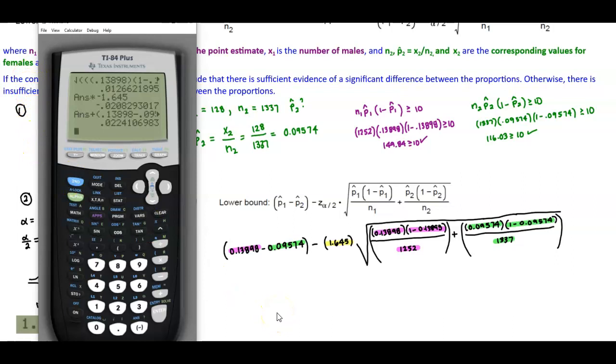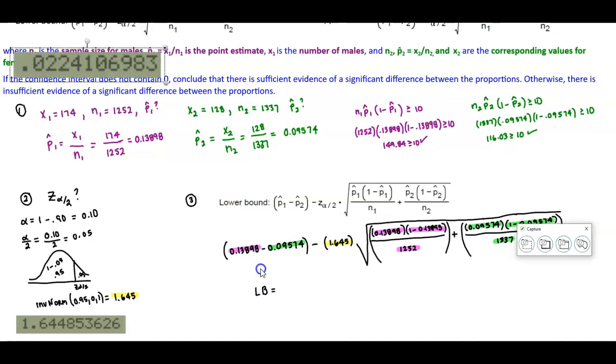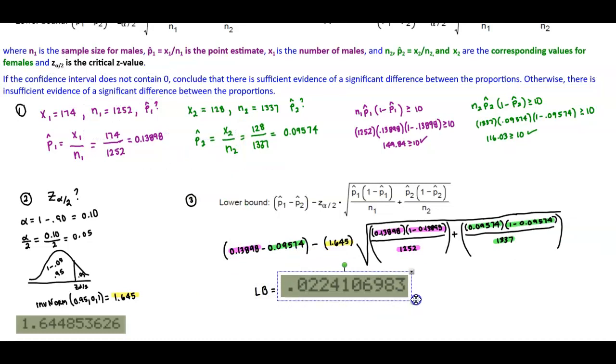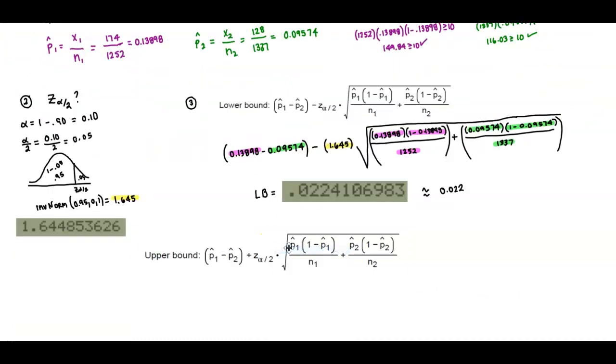Okay, so now we know that our lower bound is going to equal this amount here. But we want to round it to 3 decimal places, so we're going to round it to 0.022. Okay, so now we want to find the upper bound.